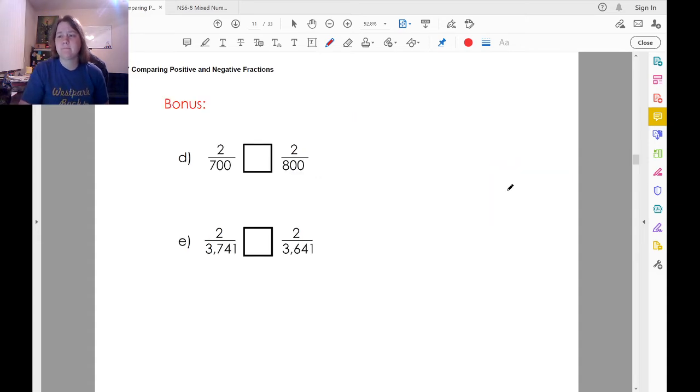All right, 2 pieces of a 700-piece pizza or 2 pieces of an 800-piece pizza. You're going to get a little bit more with the 700-piece. 2 pieces of a 3,741-piece pizza, or 2 pieces of a 3,641-piece pizza. You're still getting 2 pieces. Which one's cut better for you? Well, in this case, it would be that one.